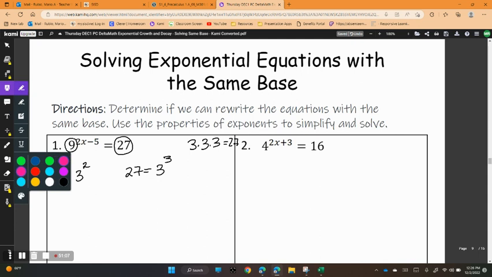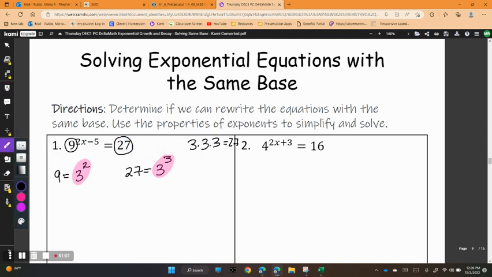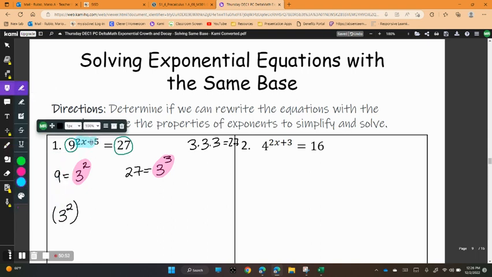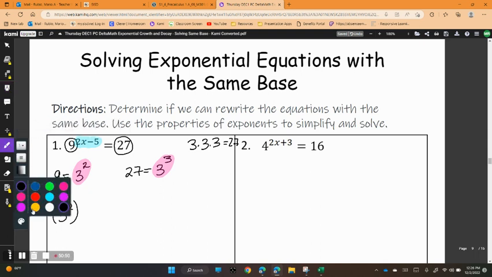Our goal here is to get everything under the same base. So now instead of writing 9, I'm going to write 3 squared, and then I still have 2x minus 5 as the exponent, equals, and instead of 27, I'm going to write 3 raised to the power of 3.